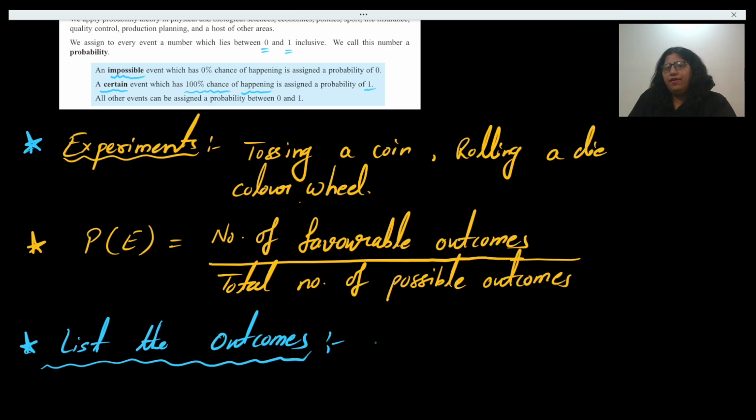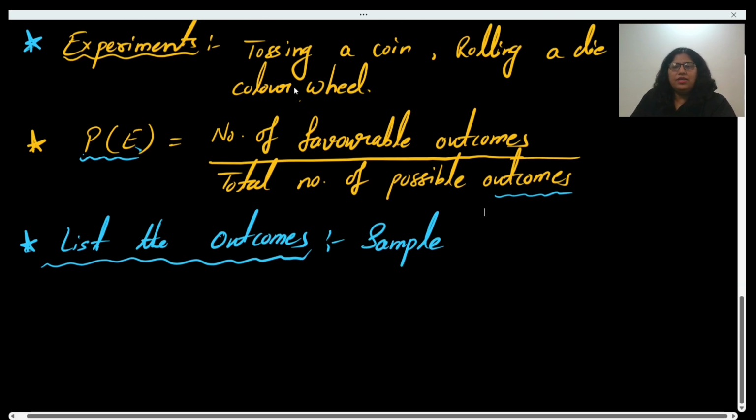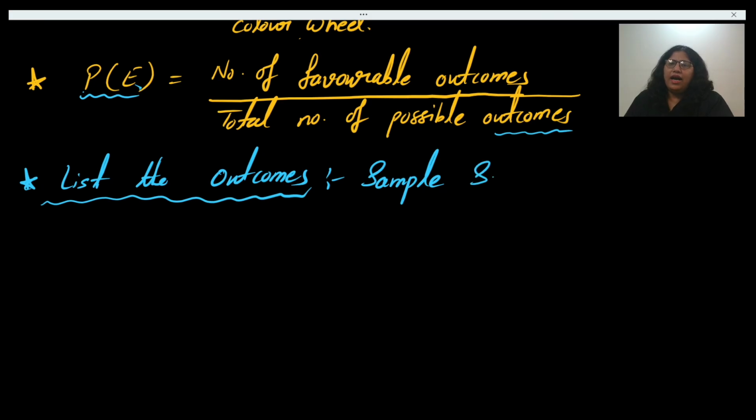You should be aware of all these terms related to probability. P of E means probability of an event. P represents probability and E represents event. Whenever we list outcomes, we call it the sample space.